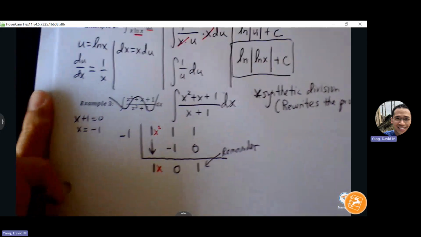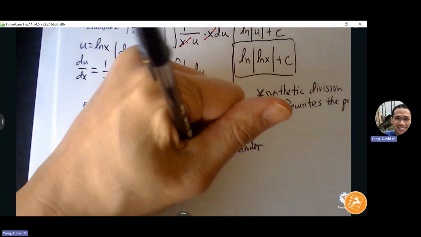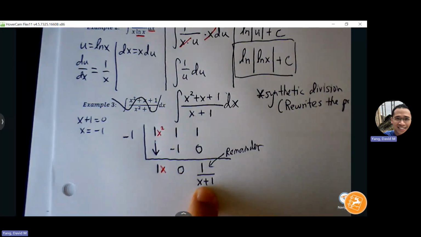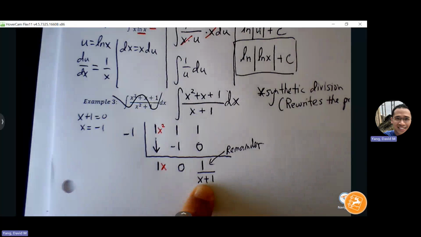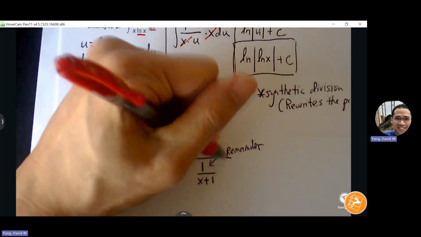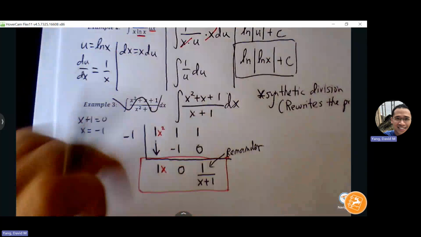And the way you represent the remainder is to indicate that I can't divide any further. This is as far as I can go. So this is still unresolved. I still have a 1 over x plus 1 that remains in my expression. So we haven't solved anything, but we've created another version of the problem that we can do the integral for.